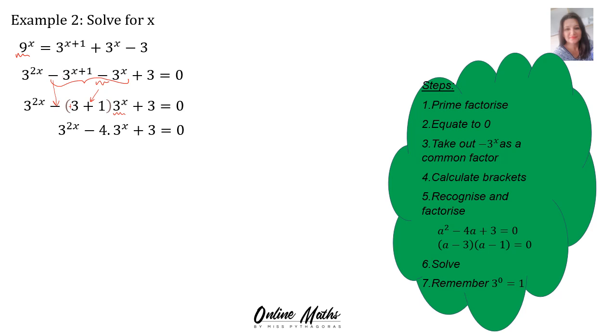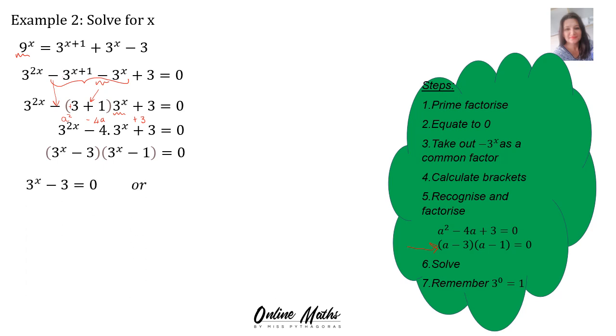Step 5, recognize and factorize. So with that, I mean this is the same as a squared minus 4a plus 3. And then down here in the green cloud, you can see I factorized it and it's a minus 3, a minus 1. So therefore that one, when you factorize it, it's 3 to the x minus 3 bracket 3 to the x minus 1. And then step 6, we just solve.